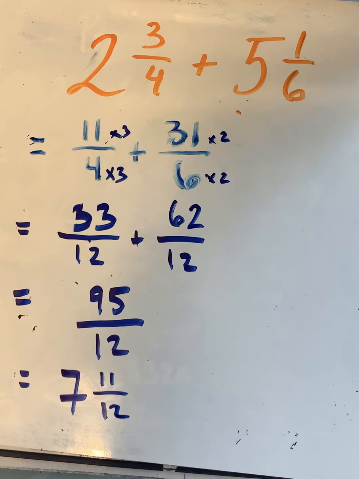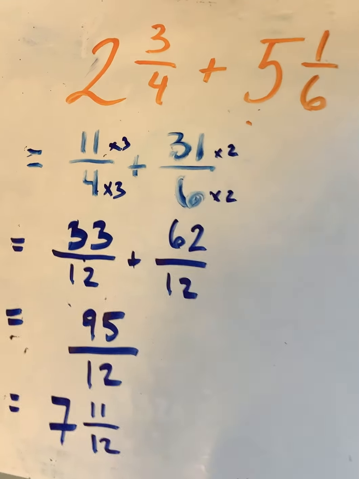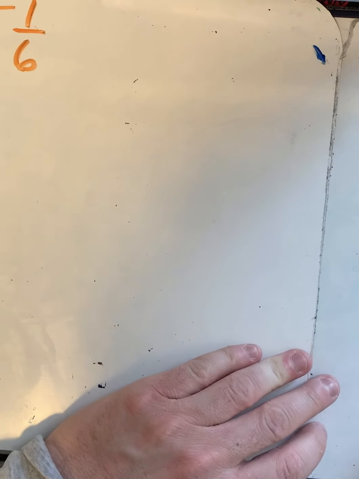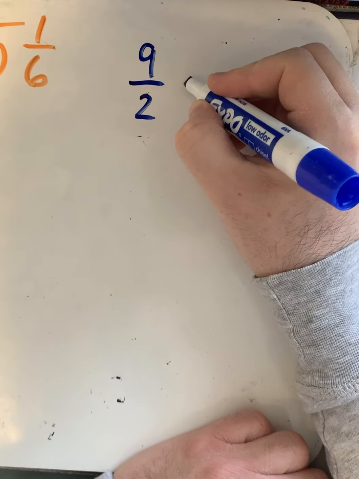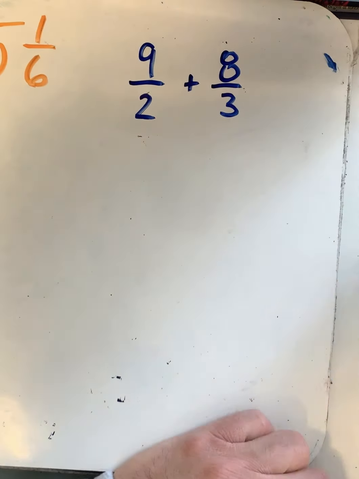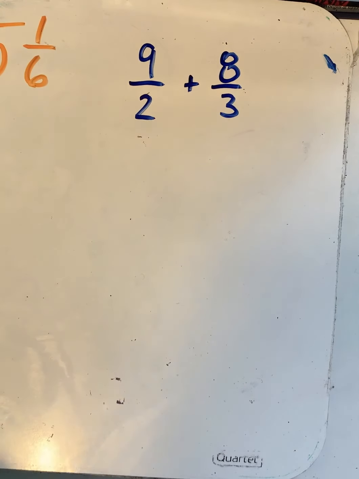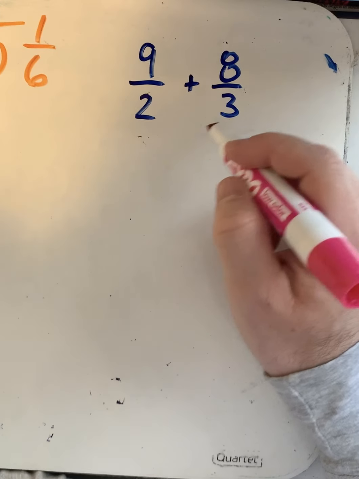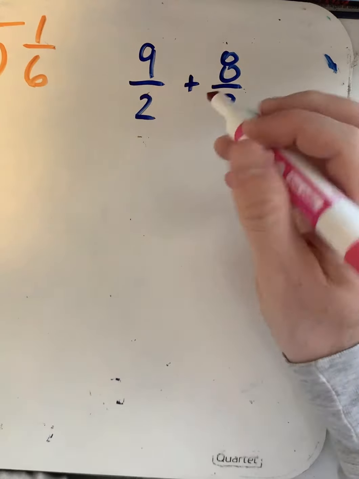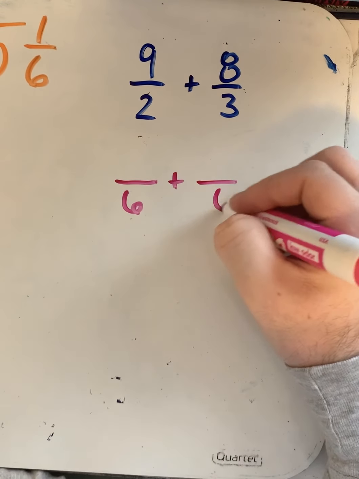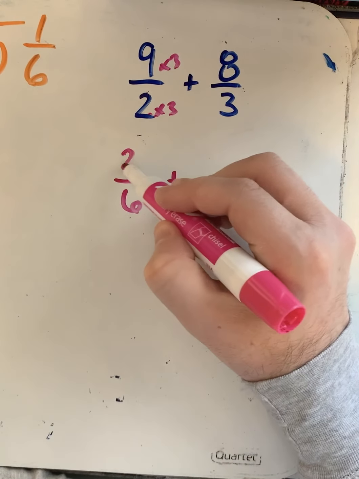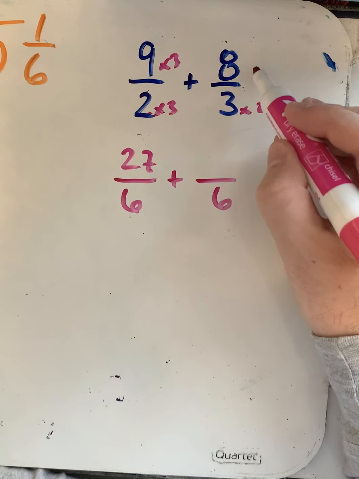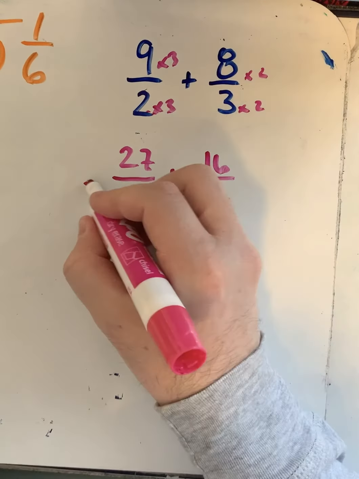The other way would have been to add up the whole numbers. What if we said that we had improper fractions? So we had 9 over 2 plus 8 over 3. We've skipped the mixed numbers and gone right to our improper fractions. So again, finding the common denominator: 3, 6. Yep, 6 is going to be the key here. So something over 6. How do I get from 2 to 6? Multiply by 3, so 27. How do I get from 3 to 6? Multiply by 2, 16.